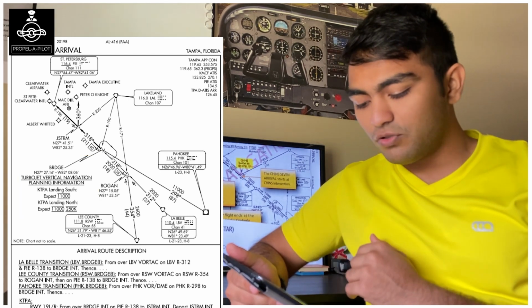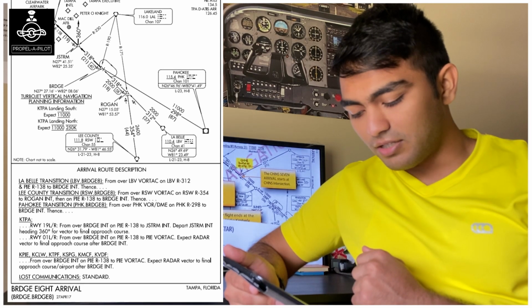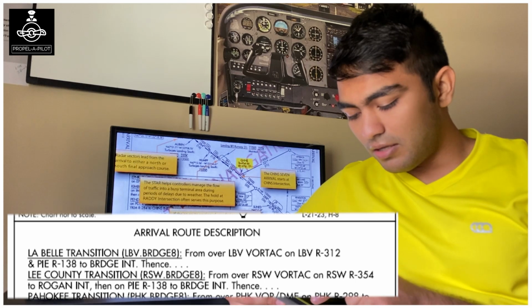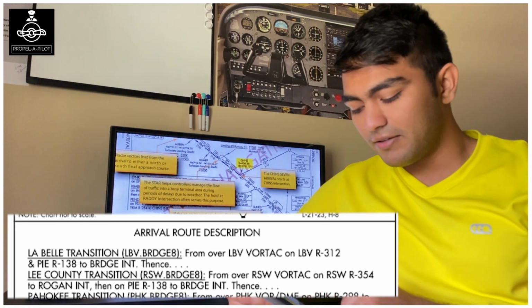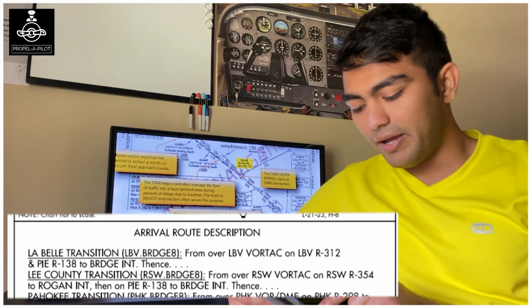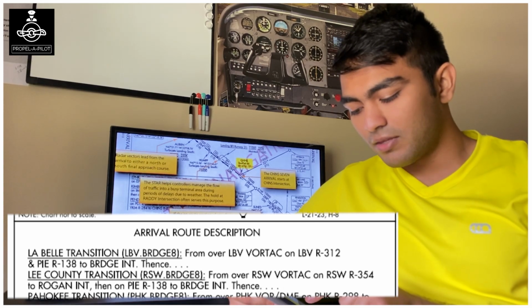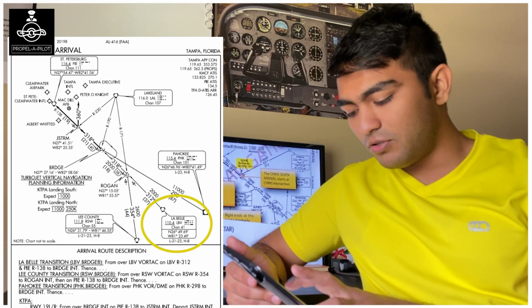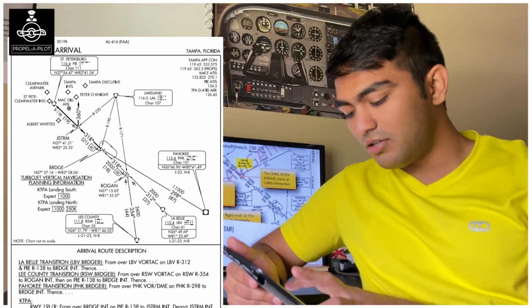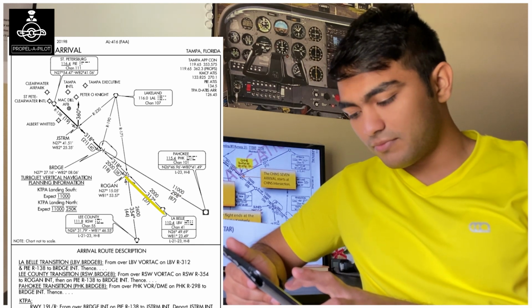Coming to the arrival route description, you have LBV transition: LBV.BRIDGE8 from over LBV VORTAC on LBV radial 312 and PIE radial 138 to Bridge intersection, thence. So where is LBV? There. So from the LBV VOR you go to the VORTAC, you go 312. The 312 is magnetic course.